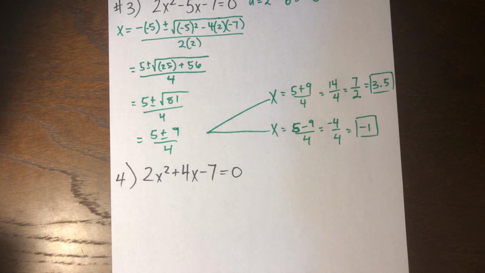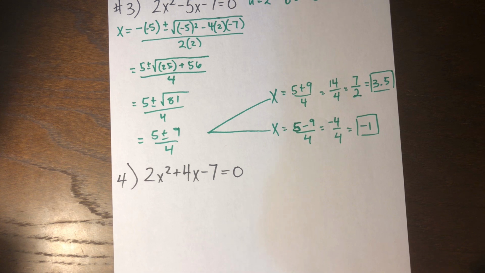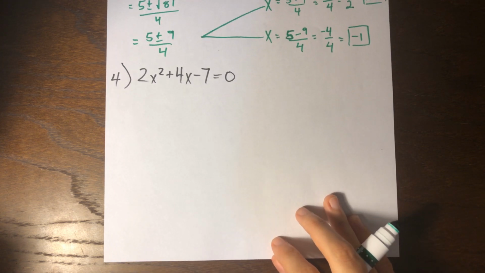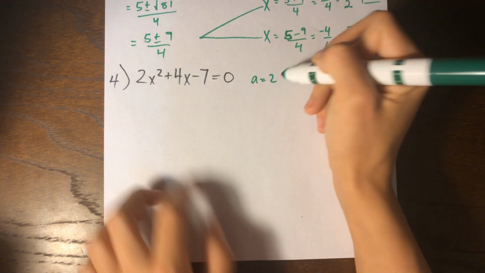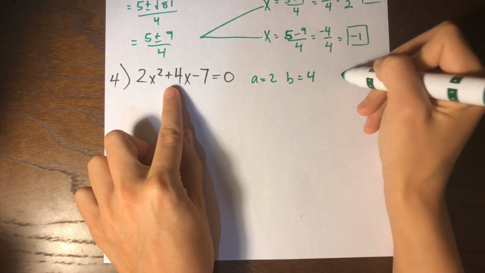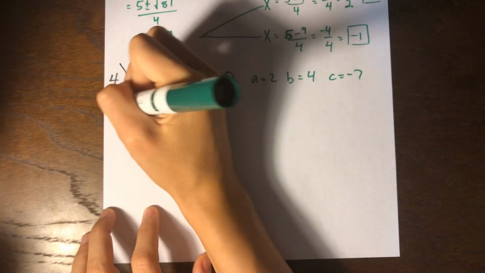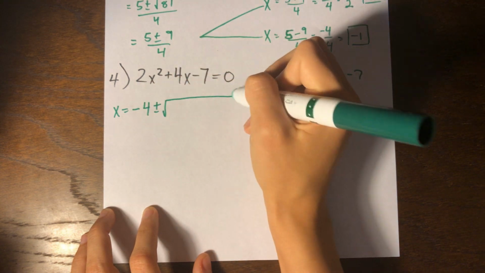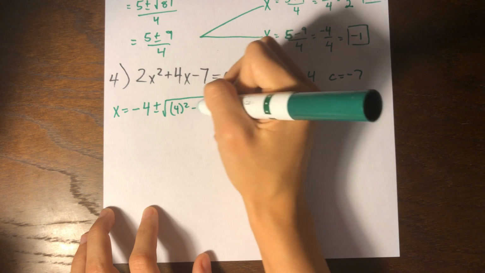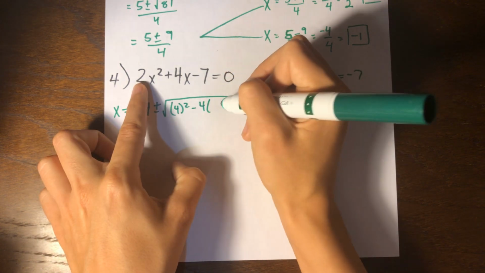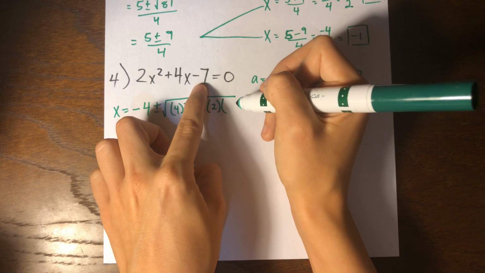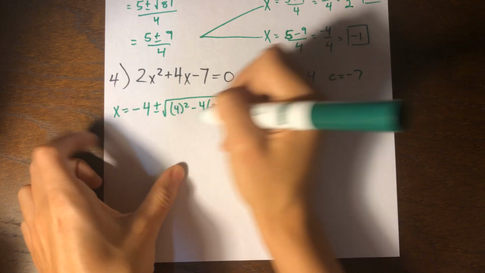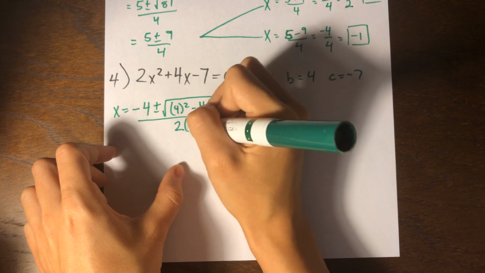Okay? Remember, you can pause the video at any time to write everything down, and you can replay the video as many times as you need, and you can email me with any questions. Okay? Last one, and then we're done. So our a is 2, our b is 4, and our c is negative 7. So x equals negative b, which is 4, so negative 4 plus or minus the square root of b squared, so 4 squared, minus 4 times a, which is 2, times c, which is negative 7, all over 2a, so 2 times 2.